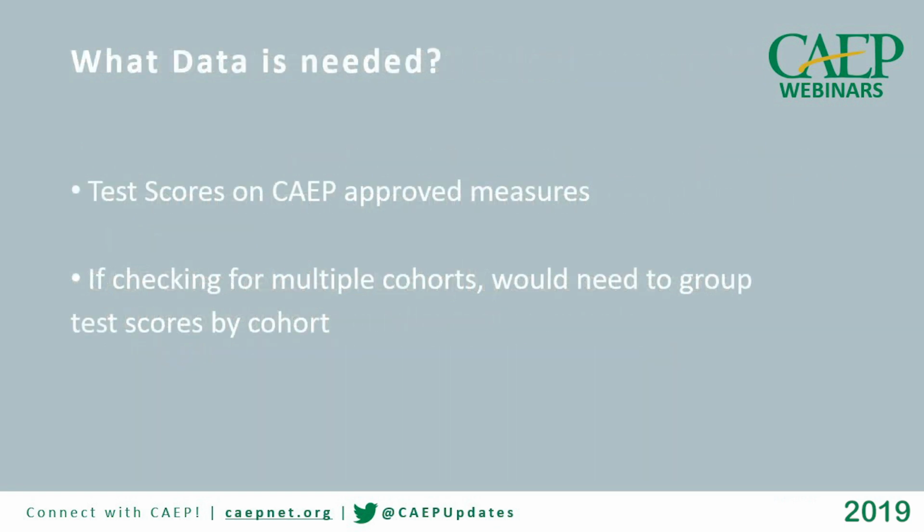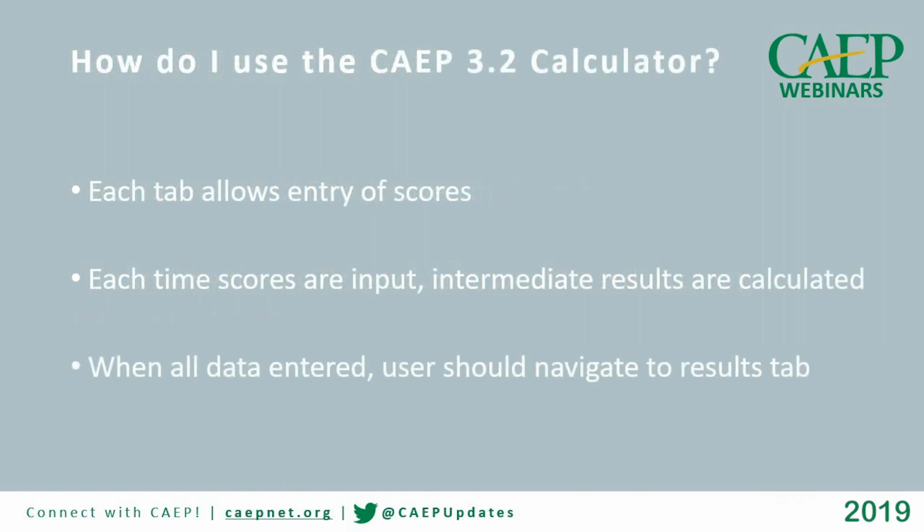What data do you need? Well, you need test scores on the CAEP approved measures. And if you're checking for more than one cohort, you need to group the test scores by cohort. This amounts to essentially using the calculator more than once. You use it once for one cohort, and then you use it again for a different cohort. There are several tabs that allow entry of scores, and those are going to be green tabs.